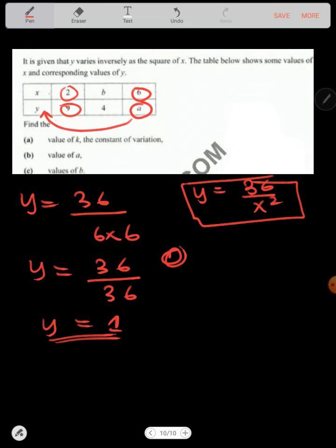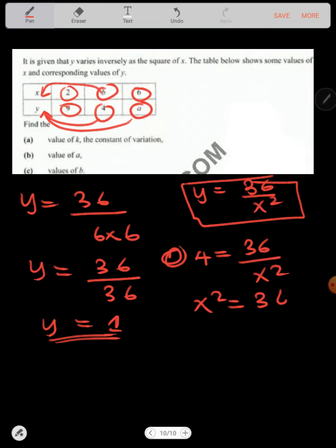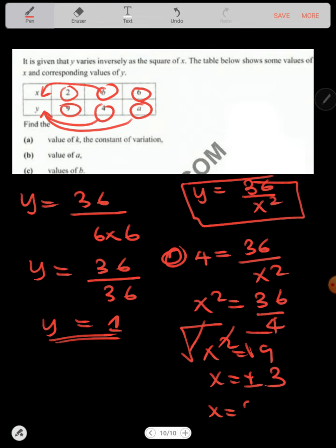Then C says find the values of b. That means there are more than one. So where is b? b is here. In short, we are finding the value of x when y is equal to 4. So we're saying y is 4. Here we have 36 over x squared. Since these two are inverse, they can swap each other. It becomes like this. 4 into 36 you get 9. To remain with x, you square root both sides. So x is equal to positive or negative 3. So x is equal to positive 3 or x is equal to negative 3.